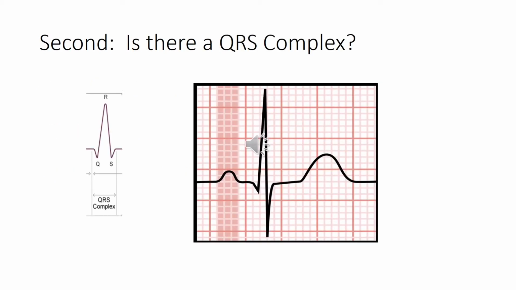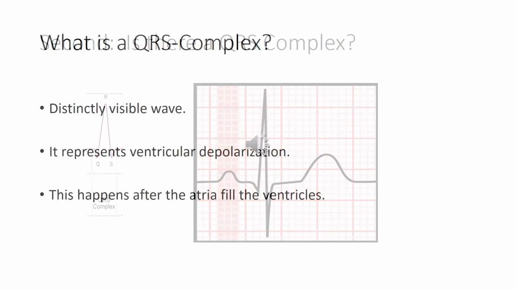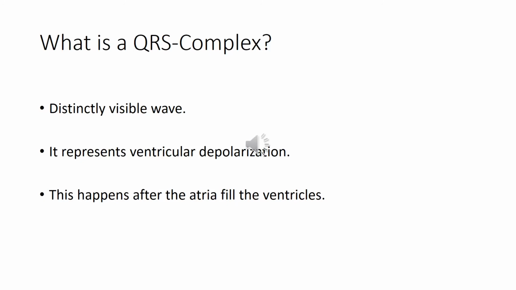Second, is there a QRS complex? That should be the waveform you're trying to identify next. You've seen the P wave, and following that should be the QRS complex. What is the QRS complex? It is the largest distinctly visible complex that you will see in an EKG. It happens after the atria fills the ventricles. It's representing ventricular depolarization. But let's break it down a little further.